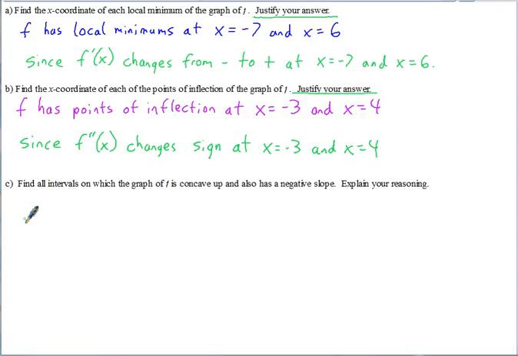And then part C says find all the intervals on which the graph of f is concave up. So if the graph of f is concave up, that would mean that the second derivative, f double prime of x, would have to be greater than 0, or positive, and has a negative slope. Well, that would refer to the first derivative. The first derivative is the slope of the graph. It would have to be less than 0, or negative. So let's go back to our number lines here and look for where the first derivative is negative, but the second derivative is positive. That says find all the intervals on which that's true.